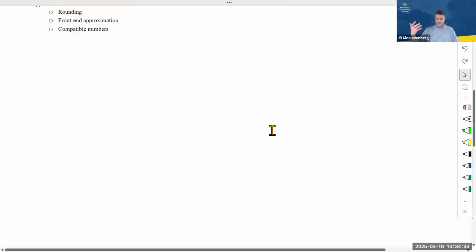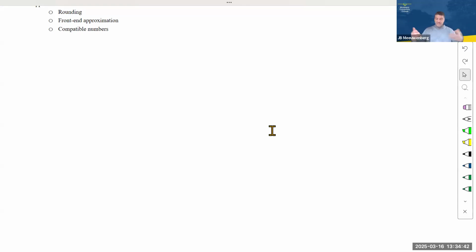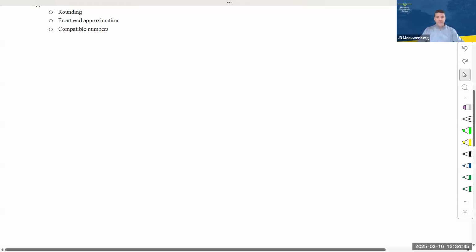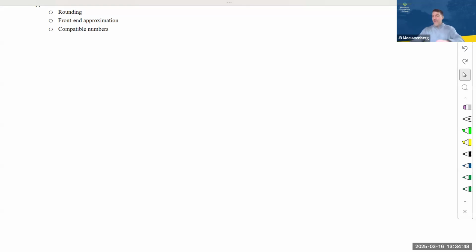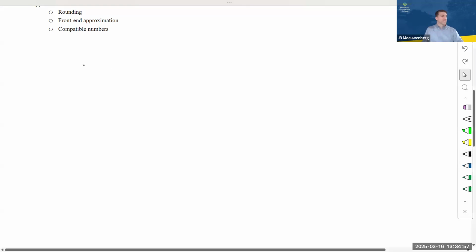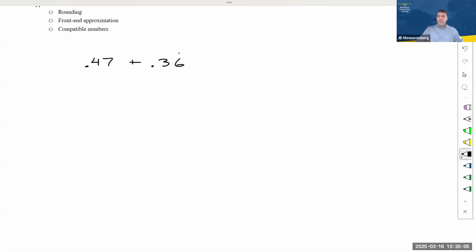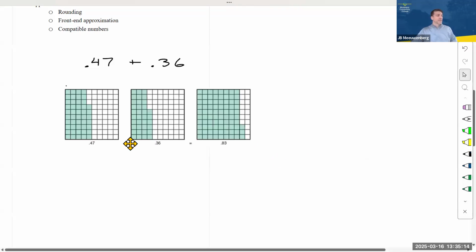So we're going to start here with addition. And as we saw with whole numbers, addition of decimals is really the same, right? It's putting together. It's a combining of things. And if we are going to add two decimal numbers, such as 0.47 and 0.36, we can model this with our decimal squares using the ones that are broken into hundredths. Here's what that could look like once you are done with that process.